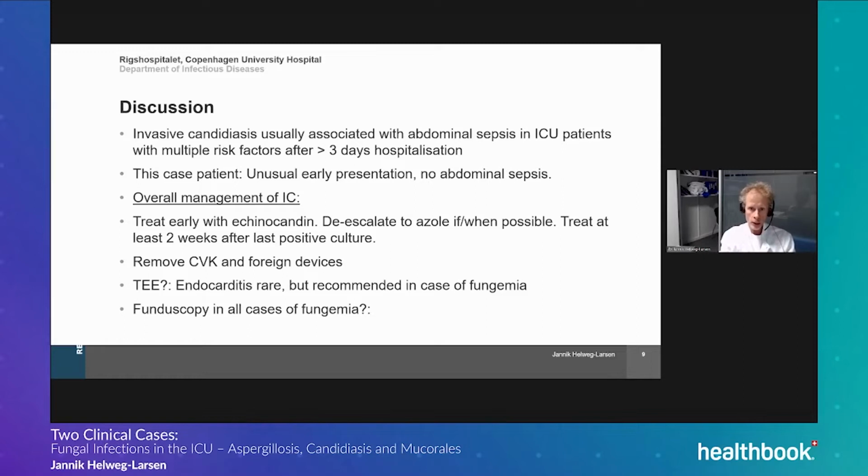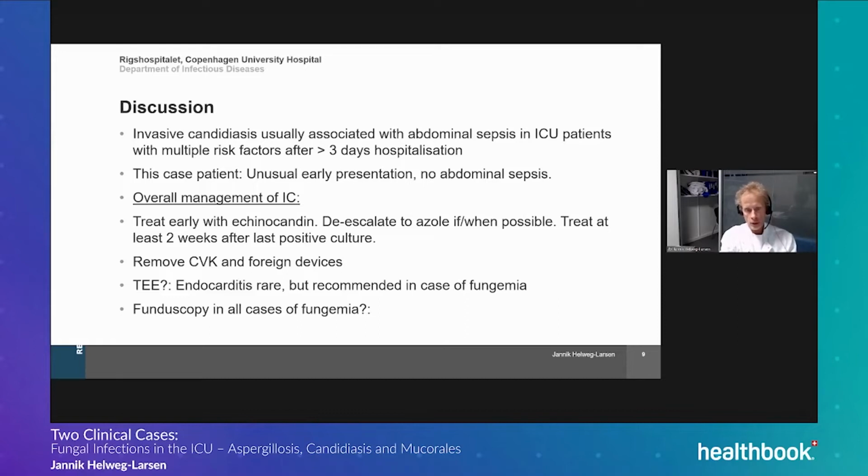This gentleman had no abdominal sepsis. As you know, the majority of patients with invasive candidiasis have usually been hospitalized in the ICU for more than 3 to 4 days. Overall, we managed this patient as we usually do. We treat early with echinocandin, and we usually treat 2 weeks after the last positive culture, and we try to de-escalate to azoles if possible.